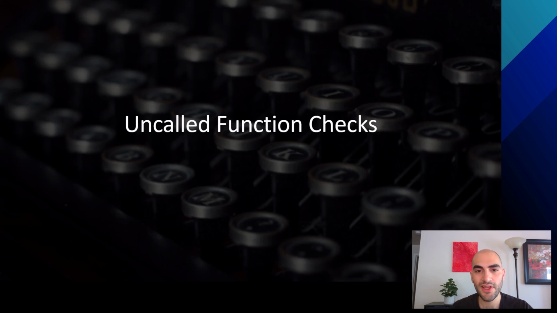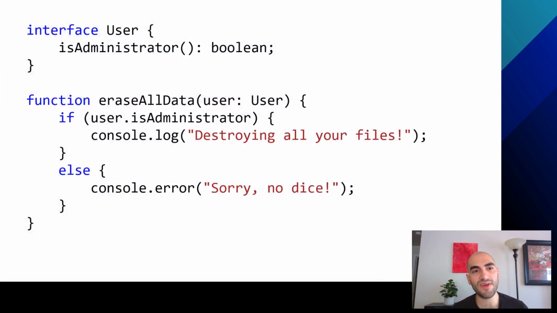But the idea here is, let's say that you've got a user interface, right? And the user has an isAdministrator method on it, and it returns Boolean. Now, in JavaScript, functions are values, which makes the language really, really flexible. It makes it super easy to use. But unfortunately, it means that it's the source of a lot of issues like the following, right?